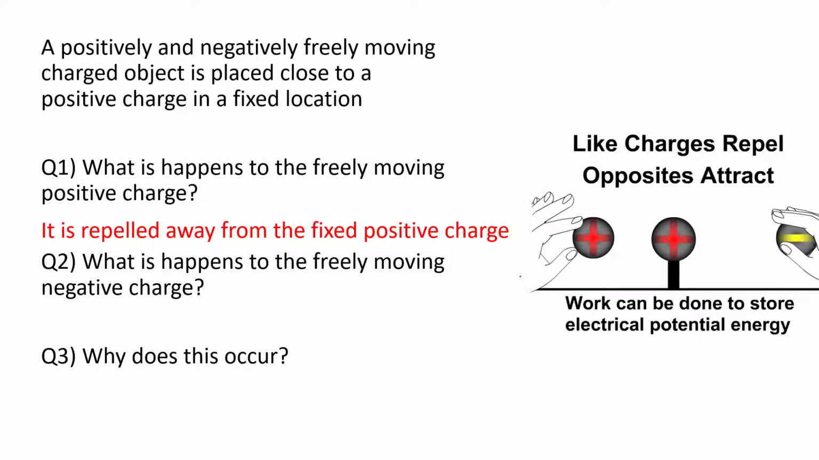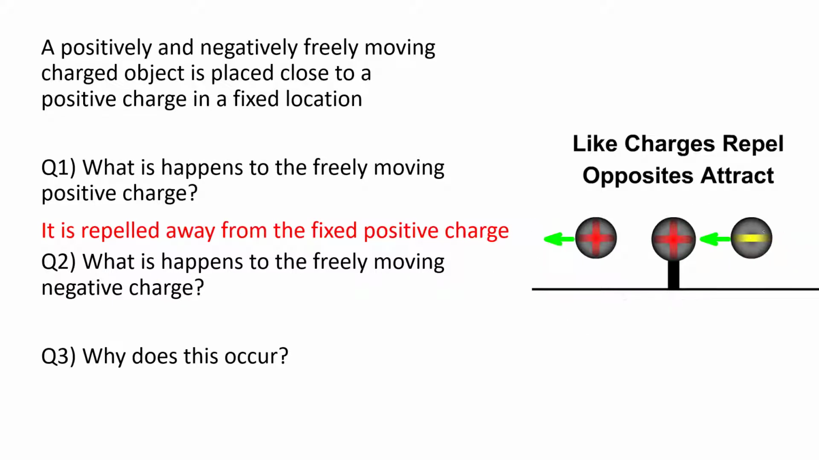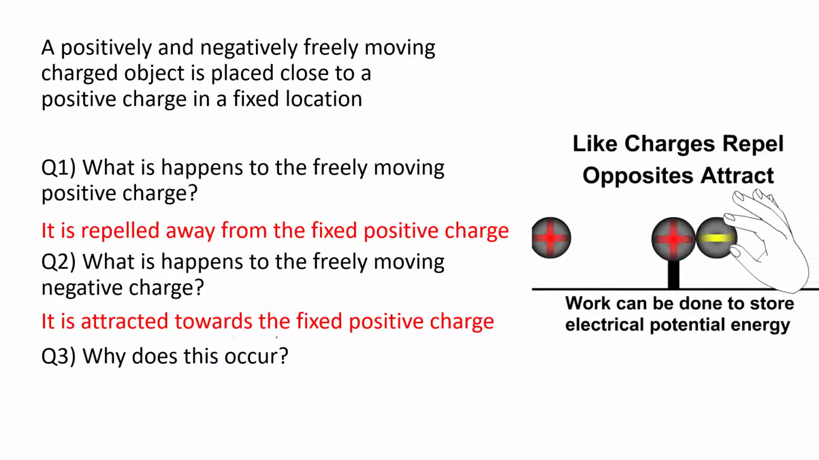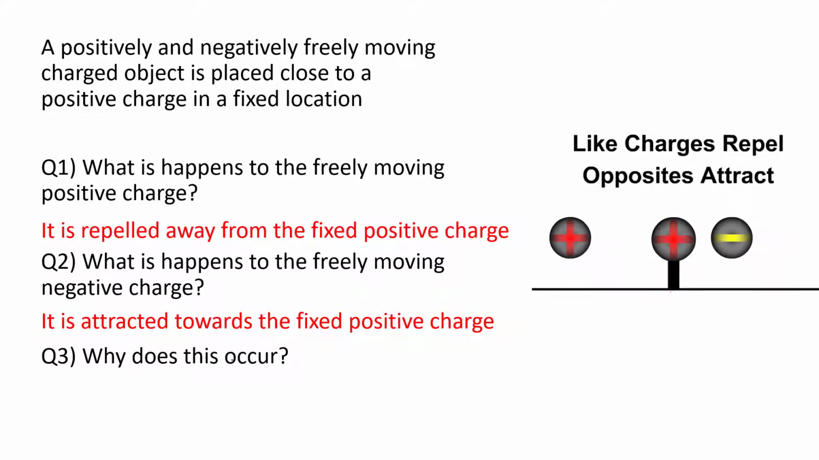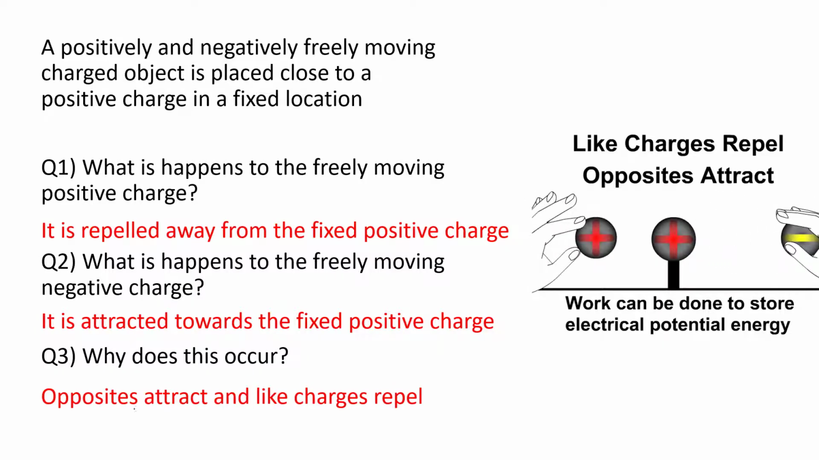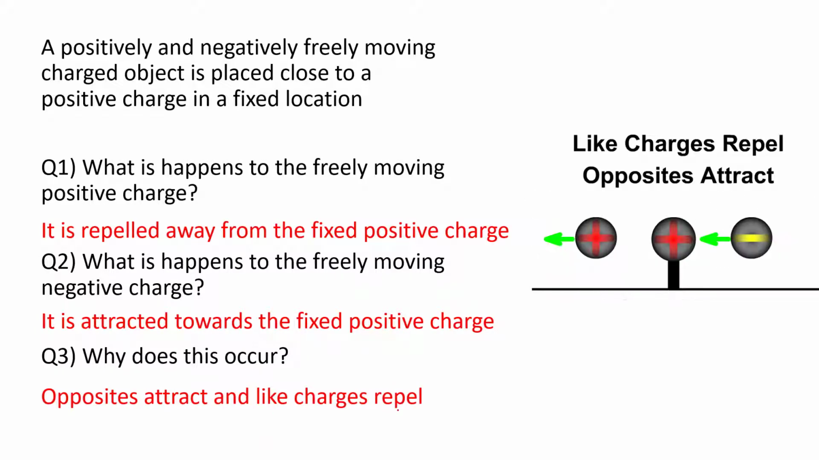What happens to the freely moving negative charge? Take a look right here. What's going to happen to that as it's released? It's going to attract towards the fixed positive charge, the one that's stuck in its place. And then why does this occur? This is because opposites attract and like charges repel.